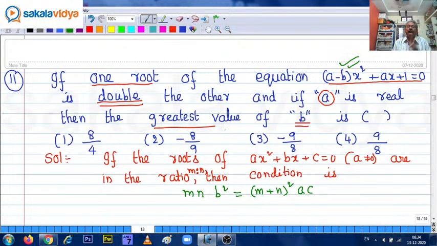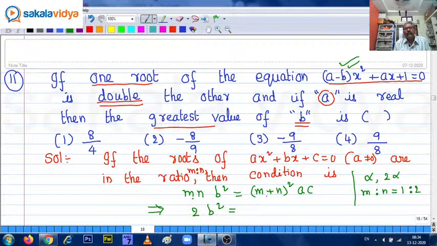So here, double the other means if one root is alpha, the other root is 2 alpha. So what is the ratio between them? m is to n is equal to alpha is to 2 alpha, alpha cancels, 1 is to 2. That means m is equal to 1 and n is equal to 2. Substitute here. You get 1 into 2, 2b square equals 1 plus 2 is 3, 3 square is 9, 9ac. Here b means the x coefficient, a means the x square coefficient, and c means the constant term.